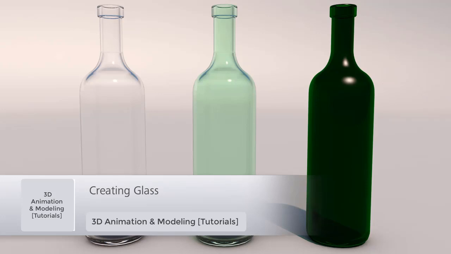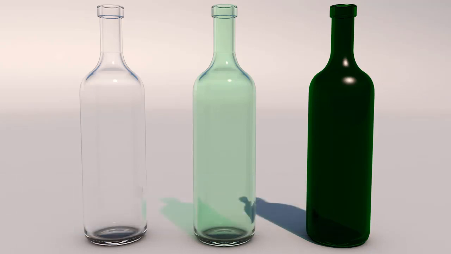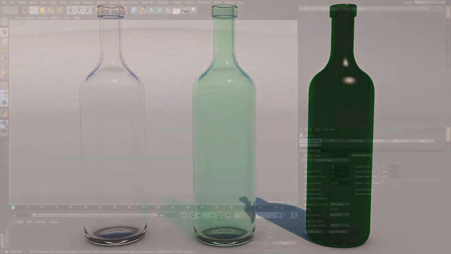In this video we're going to be looking at creating realistic looking glass. Now it's a tricky substance to get quite right, but I'm going to show you how to get yourself started, and then we will use a model that we have previously made, a bottle, and apply it to that so you can see how it would look.